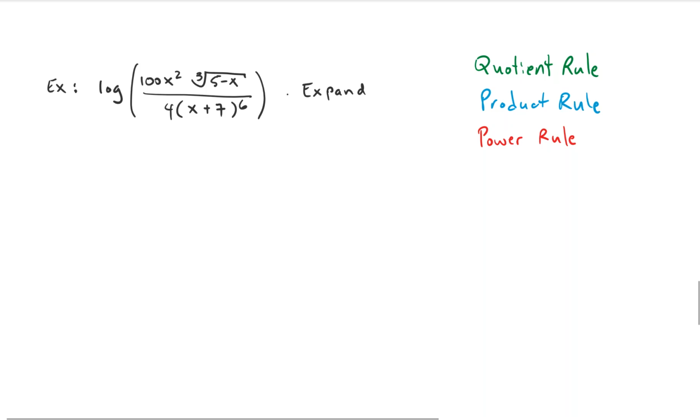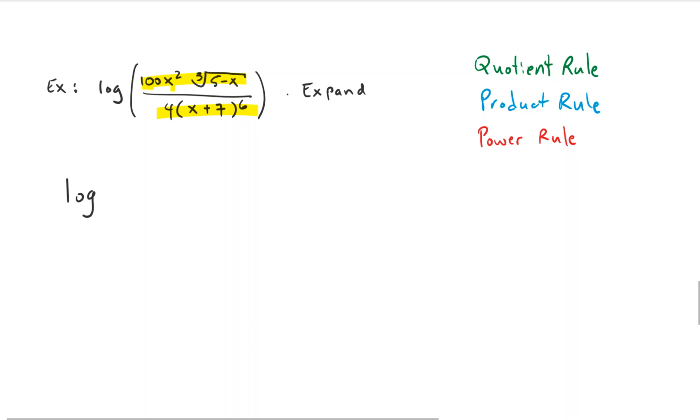So we're going to use the quotient rule first because we have something here and it's divided by something at the bottom, and I want to get rid of that before I start using the product rule to space things out. So log, what is the base on this? I don't see a base. Do you guys see a base right here? No. So what does that mean? It's the common log. It's base 10.